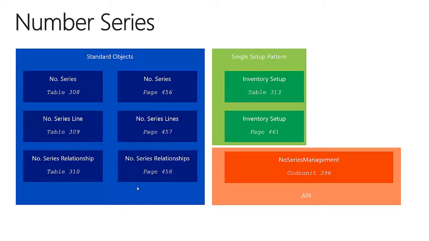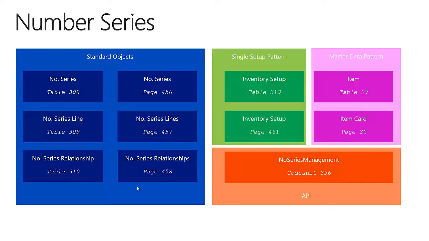And the last 2 parts are the other patterns that use number series, like the single setup pattern that we saw, where we can define the number series which are used, and master data pattern like the item table that uses the number series to define the unique values of all the records.